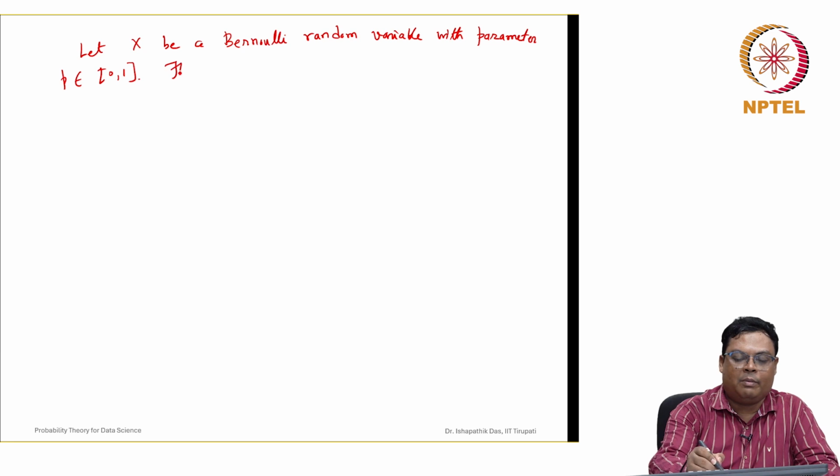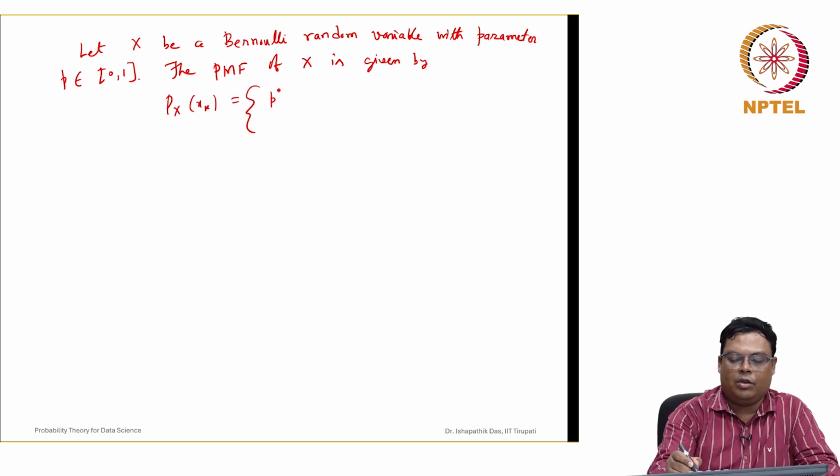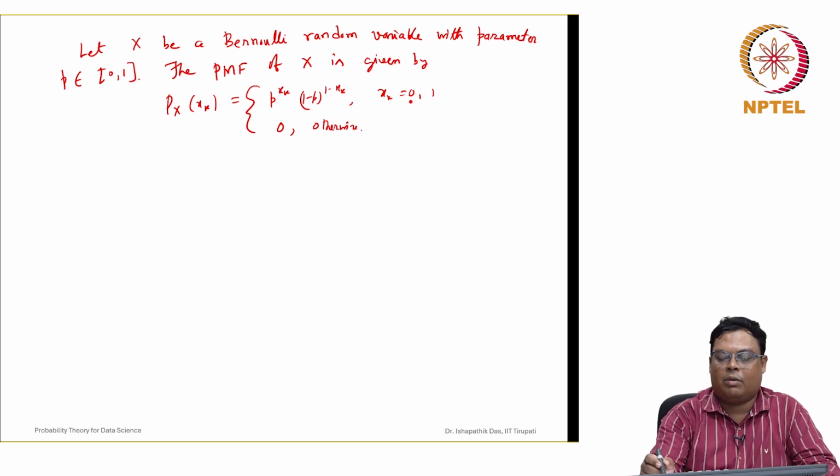So the probability mass function of X is given by p_X(x_k) = p^(x_k) (1 - p)^(1 - x_k), whenever x_k can take values 0 and 1, and 0 otherwise. So the range of this random variable is 0 and 1 only. If it is 0, this probability is 1 minus p, and if it is 1, this probability is p.